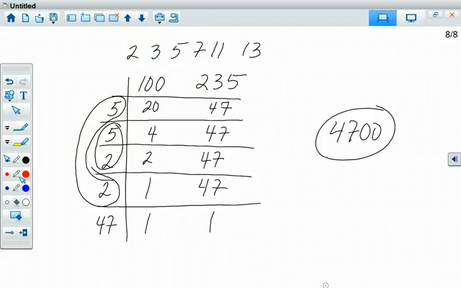Now, before I end class today, I want to show you where we're heading with this and why the additive, the multiplicative, prime factorization, and finding the greatest common divisor or least common multiple, those 4 things are so important.